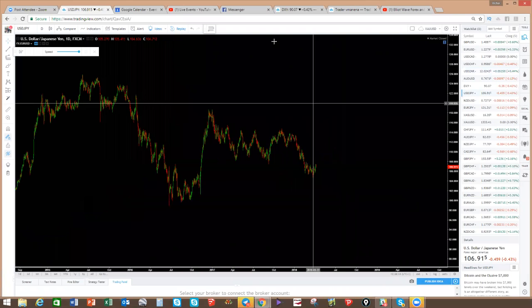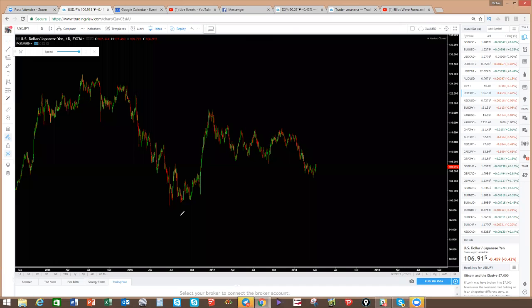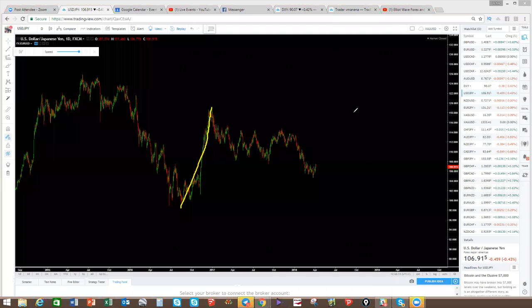US dollar JPY. This chart, I'm sure most of you have been following for over a year now, and are tired of seeing this impulse. 1, 2, 3. And then a correction in the middle there, regular flat. Making this a W, X, then a Y. Okay.